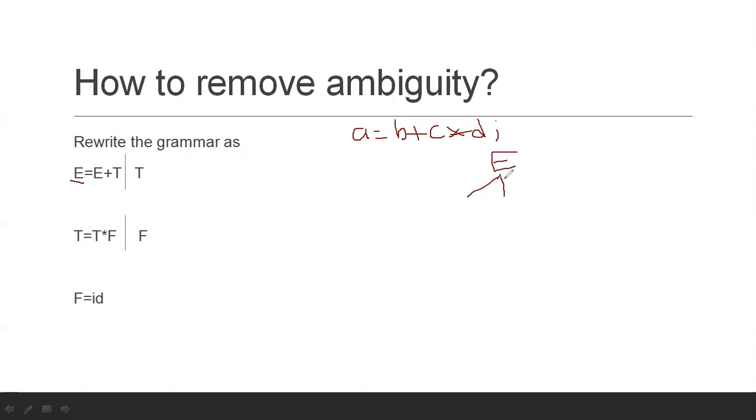For E, we have either only one option, T gives F gives ID. But there are some operations at the RHS, so we must go with E plus T. So E plus T. Got it? E plus T. Now here you can see E plus T is done, but one more operation is there. After plus there is a multiplication.